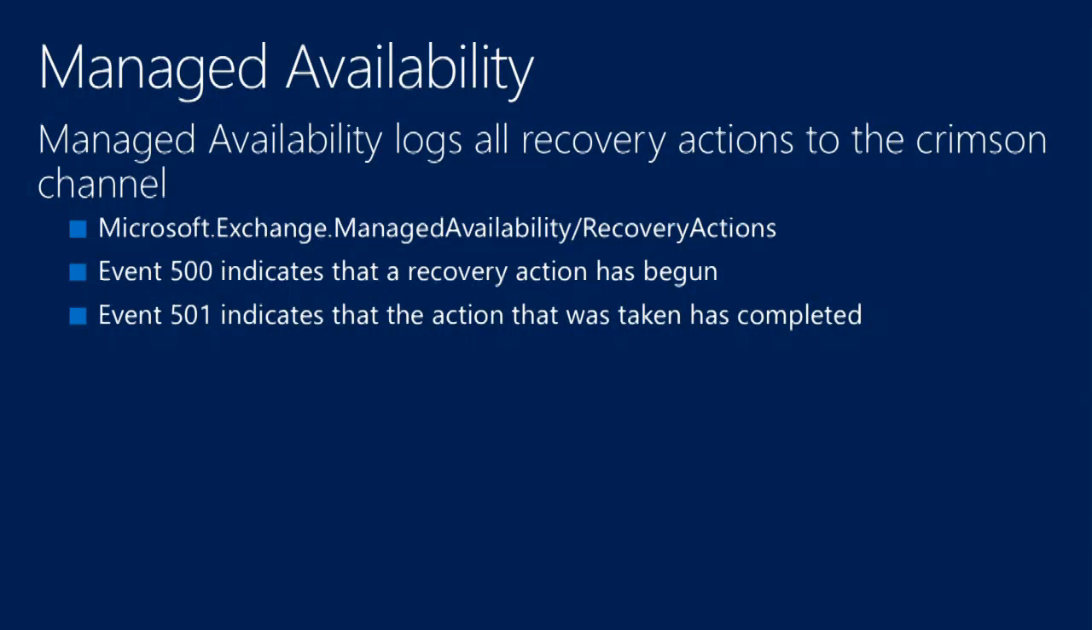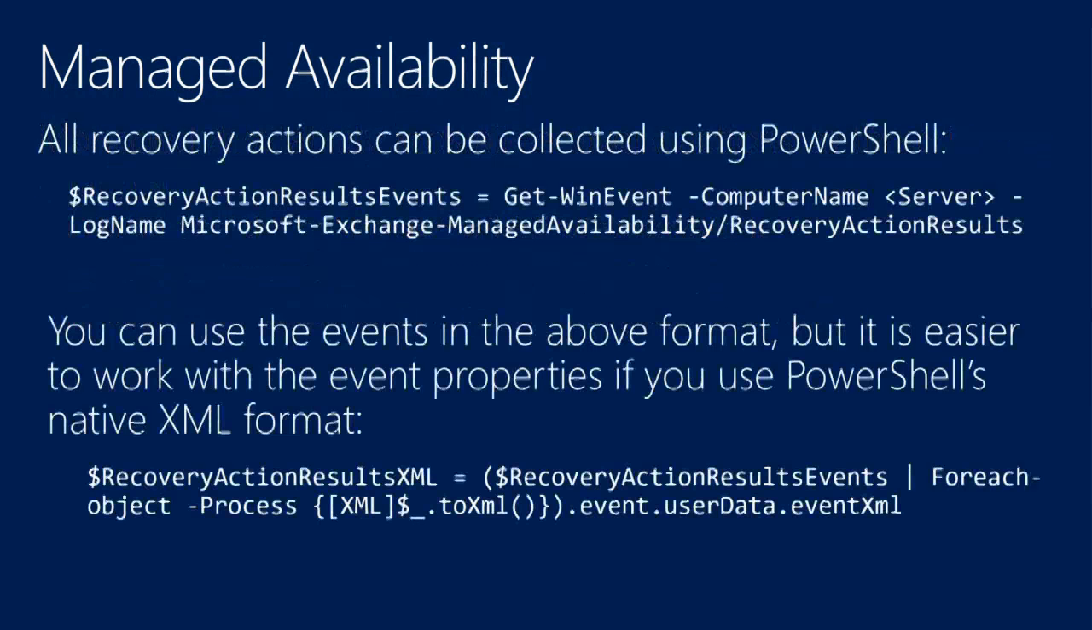All the actions that managed availability is doing are completely accessible through the event viewer, but rather than wade through the event viewer, you can use some of these PowerShell scripts that I have here to interrogate the Crimson Channel event log and get this information for yourselves through the command line. So these are all one-liners. They're word wrapped for readability.